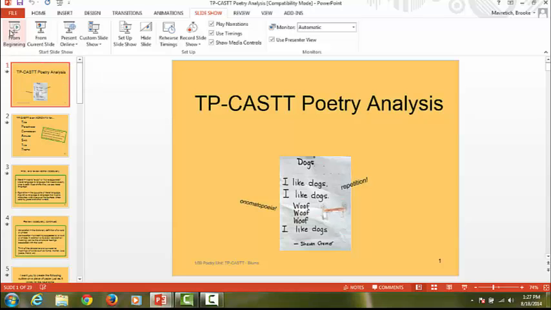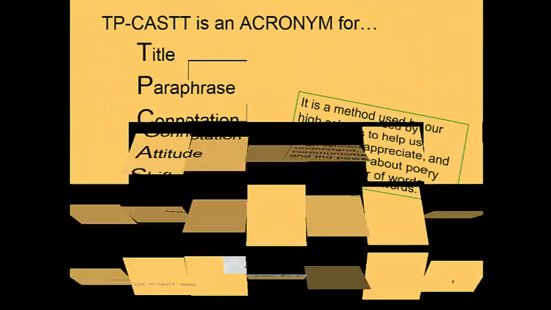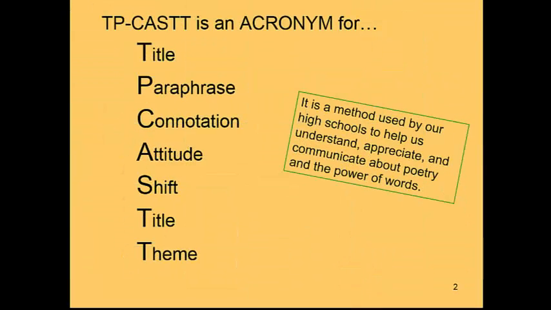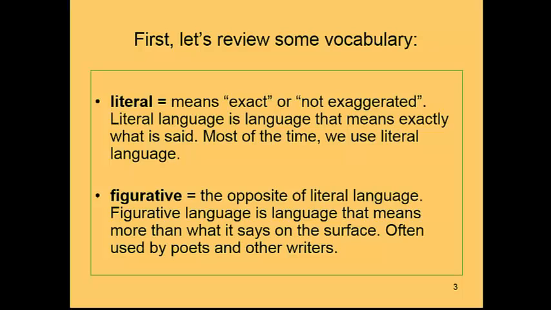I wanted to go over a useful tool for poetry analysis that I think will help you guys through this Fireside Poet unit. The name of this analysis tool is called TPCASTT. It is an acronym for title, paraphrase, connotation, attitude, shift, title, and theme. I've used this method a bunch of times to help students in the classroom navigate their way through really difficult poems. So let's review some vocabulary before we get started.